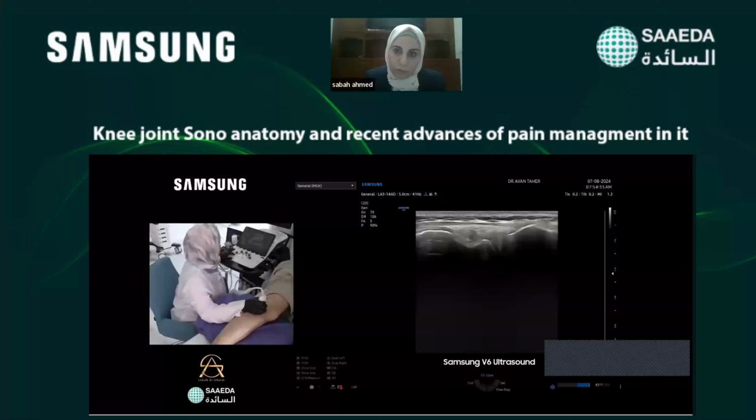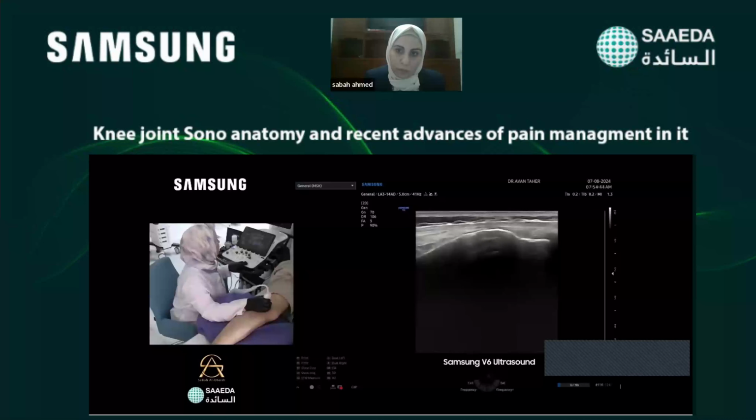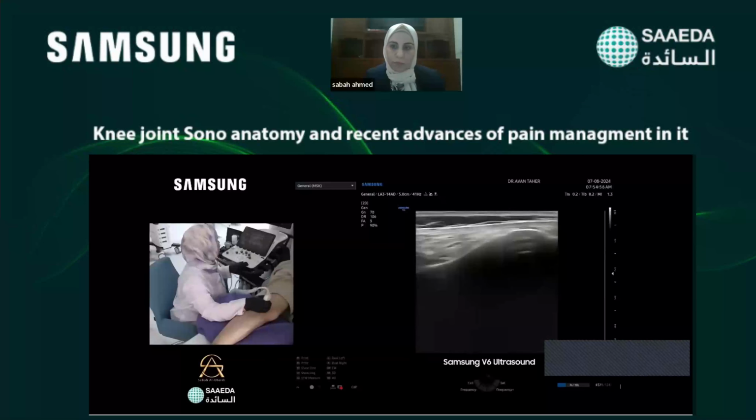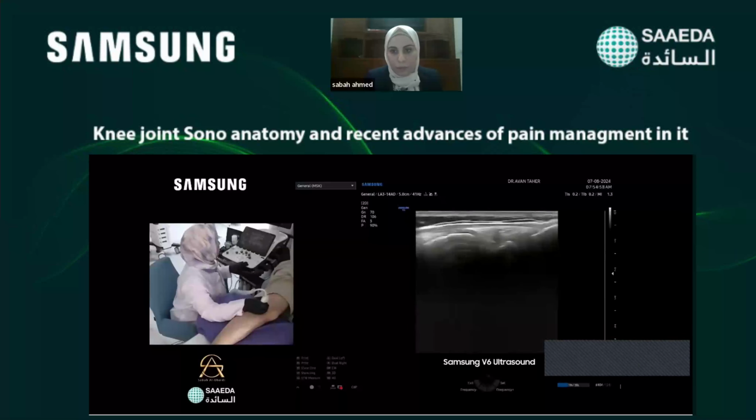Just below it, this is the iliotibial band. If you continue up, you see this iliotibial band, very clear. This is the iliotibial band. It comes to converge with the fascia lata. So this is the iliotibial band. Now downward, this is the lateral meniscus.